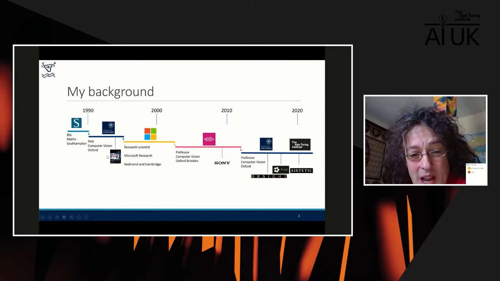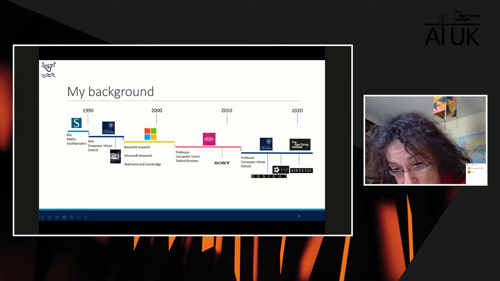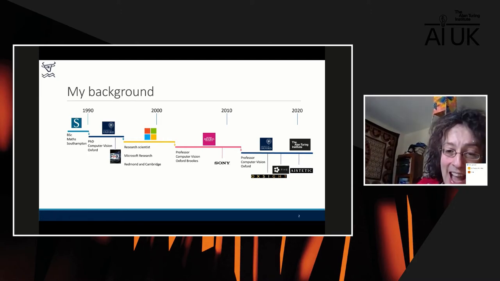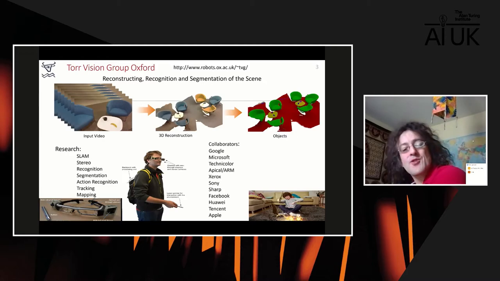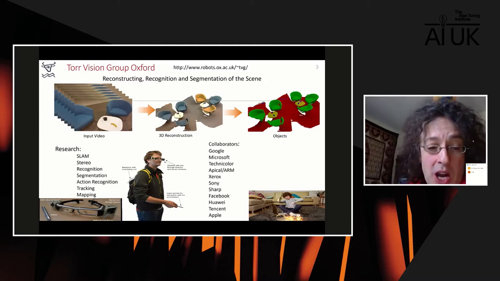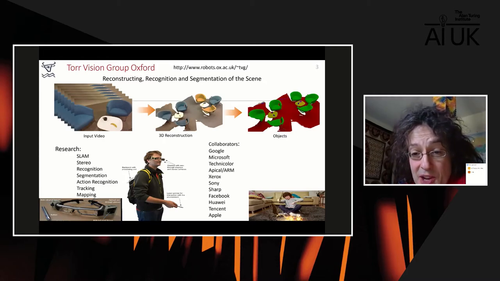Scientist at Microsoft Research, and then I went to Oxford Brookes, and now for the past 10 years I've been at Oxford University. And I've got a big group that works on computer vision. And so we have lots of collaborations with different companies.